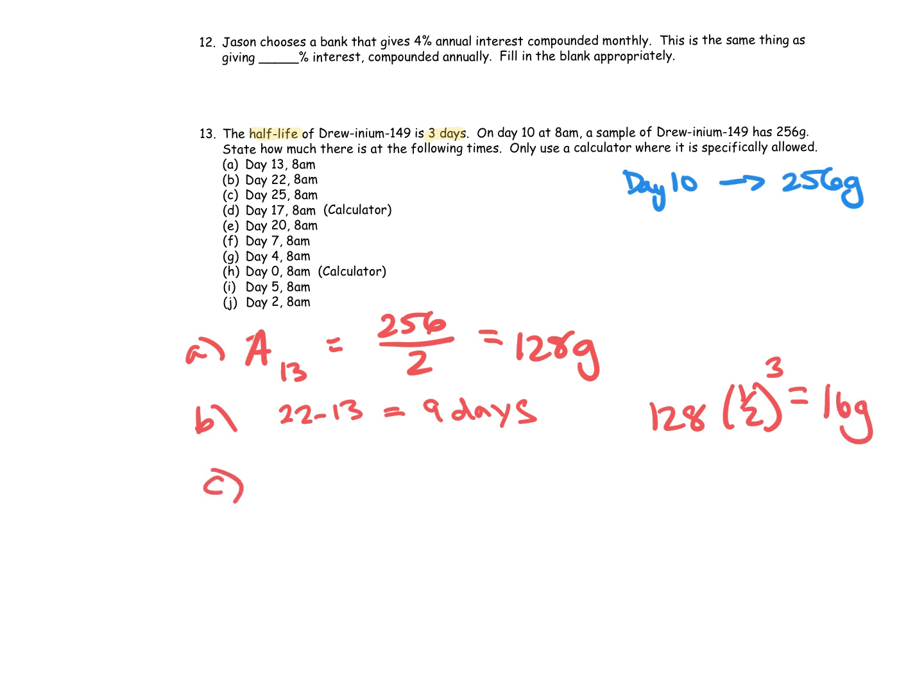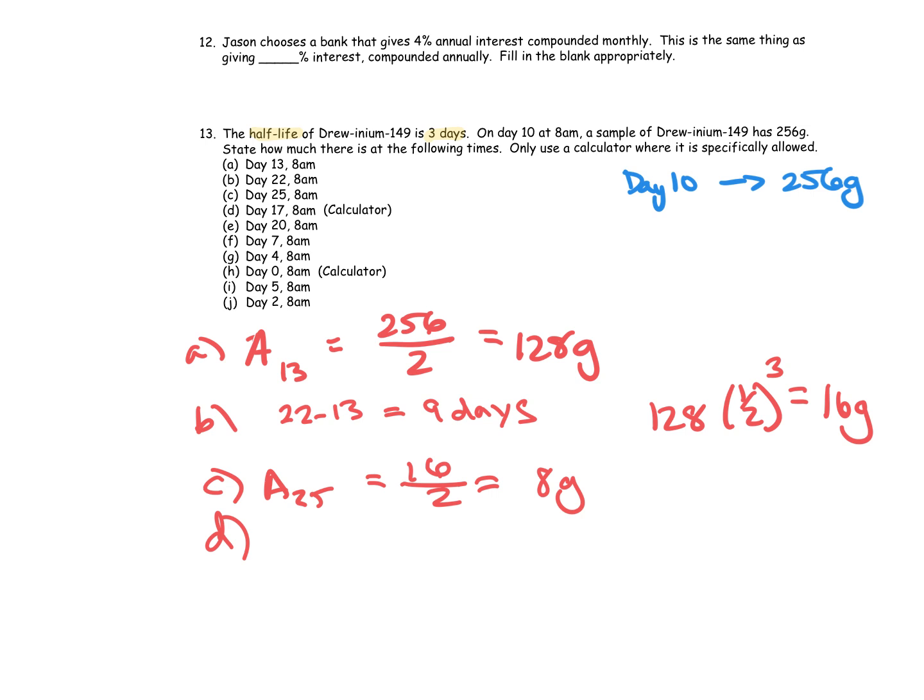Part C, if we want A25, notice that is 3 days after what we just found, which was day 22. So A25 will be 16 divided by 2, just half of that, because it's one half-life period, or 3 days. So that'll be 8 grams.